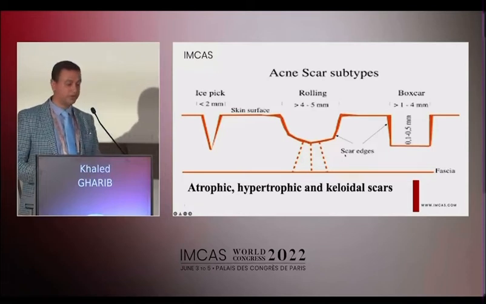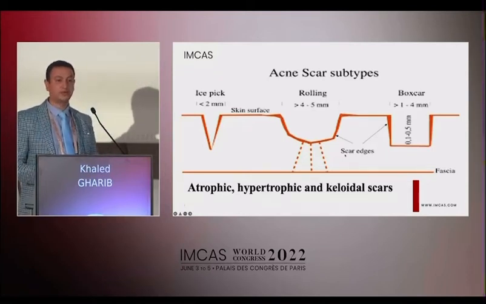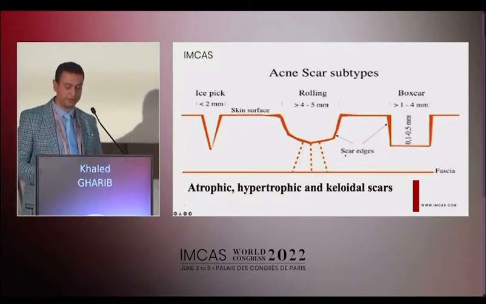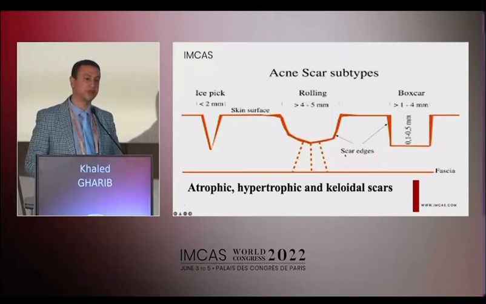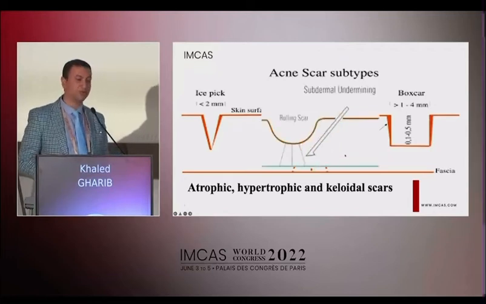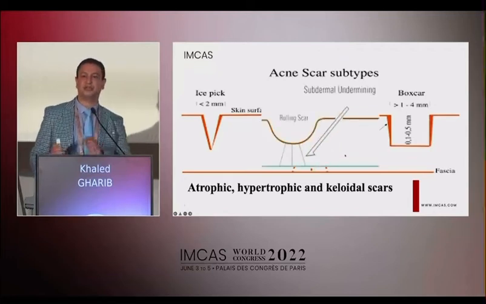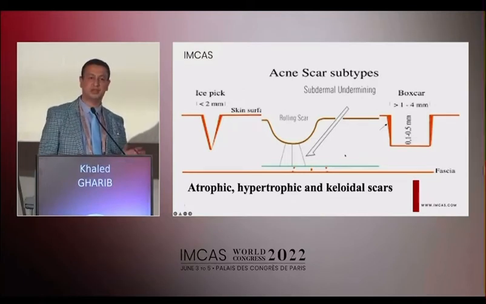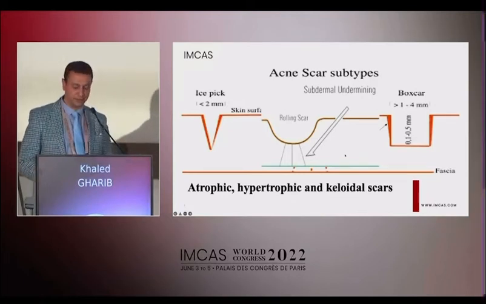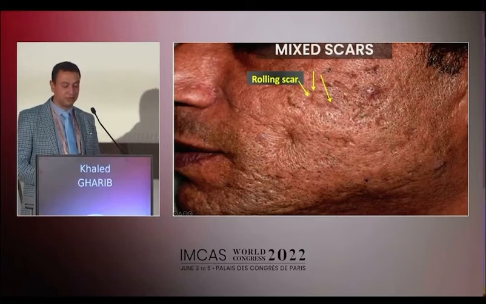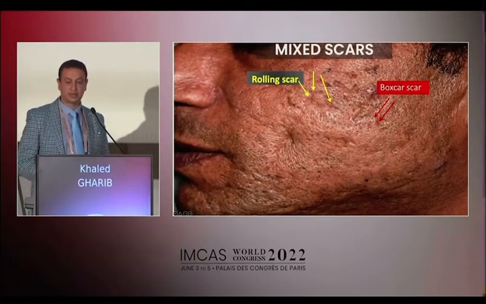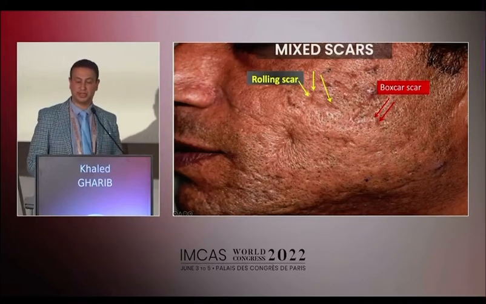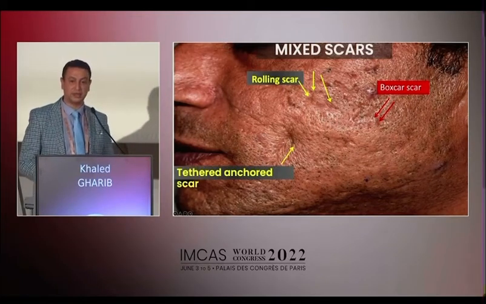Ice pick scars are less than 2 millimeters, rolling scars are 4 to 5 millimeters deep, and box scars are from 1 to 4 millimeters, and one of the most difficult types to treat is the box scar. For rolling scars, one of the main treatments is subcision, either with Nokor needles or whatever subcision tool you have. Here are examples of rolling scars. Subcision is very important. Box scars are a difficult type to treat, and here are more rolling scars.